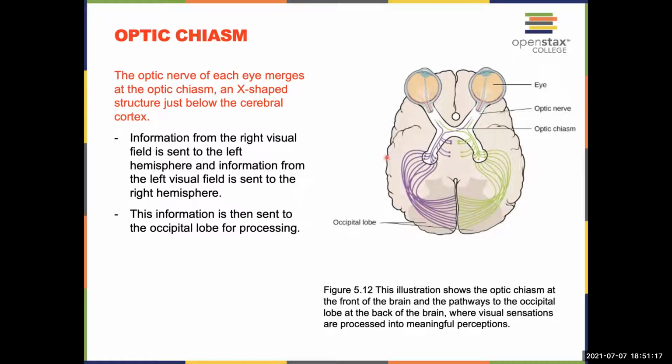So remember, it's the X shape, and the optic nerves actually cross over each other and go to the opposite hemispheres from which they originated. Right. So this originates in the right hemisphere, goes to the left hemisphere, and this originates in the left hemisphere and goes to the right hemisphere.